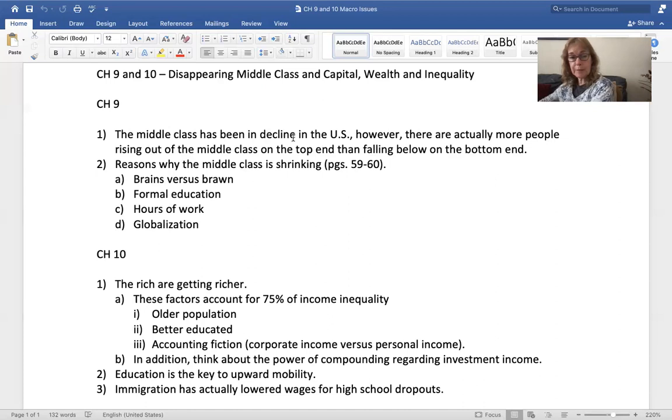Okay, and then chapter 10 I find really fascinating, because again, the popular press wants us to believe that it's so terrible in America. There's all this income inequality, okay? That the rich are getting richer, the poor are getting poorer, and there's just no equality in the US. Well, I mentioned in a prior video, I'm more of a glass is half full person.